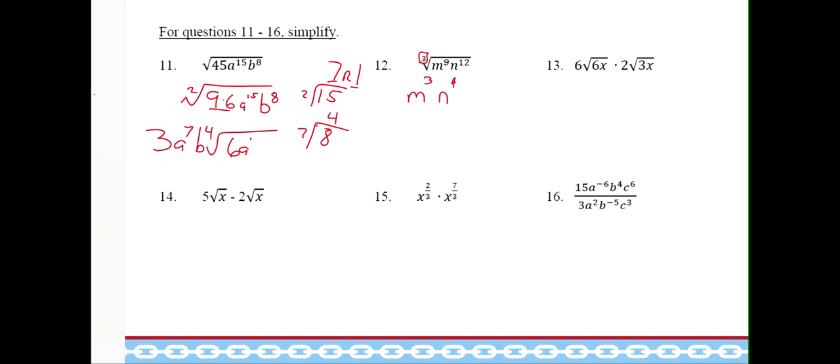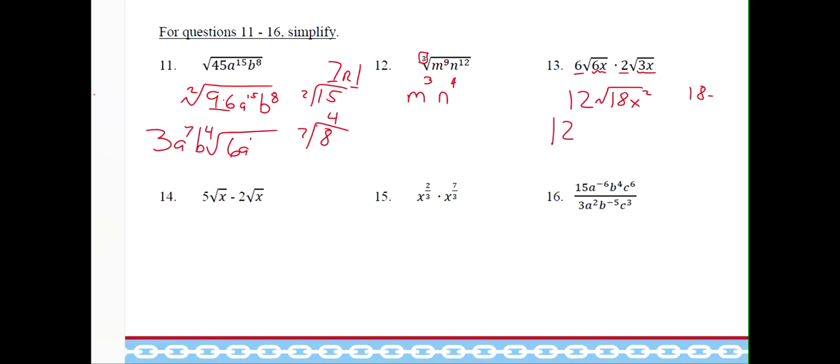For number 13, I'm going to start off by multiplying things on the outside of the radical. 6 times 2 is 12. And then underneath the radical, I'm going to multiply 6 times 3 is 18, x squared. So I multiply things underneath and things out in front. Before I can call this done, I need to check 18x squared and see if I can take the square root of any of that.